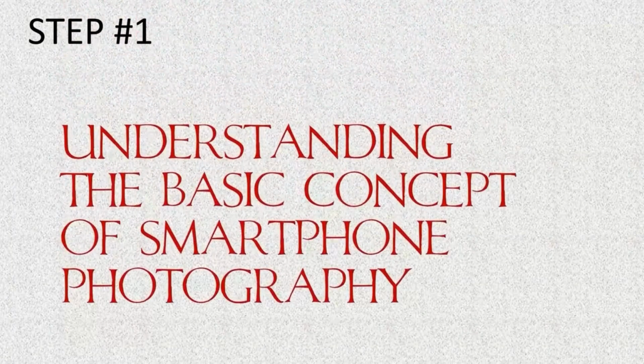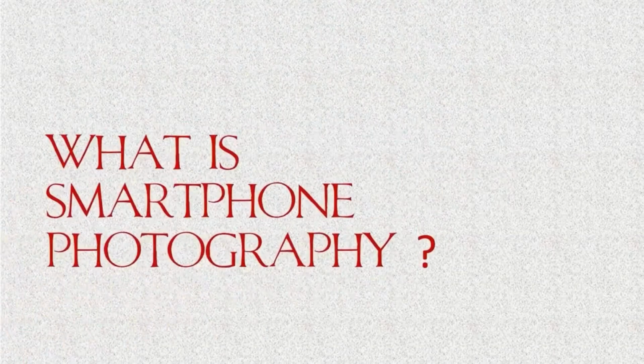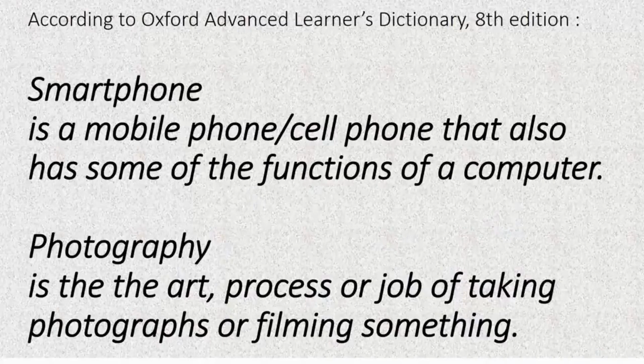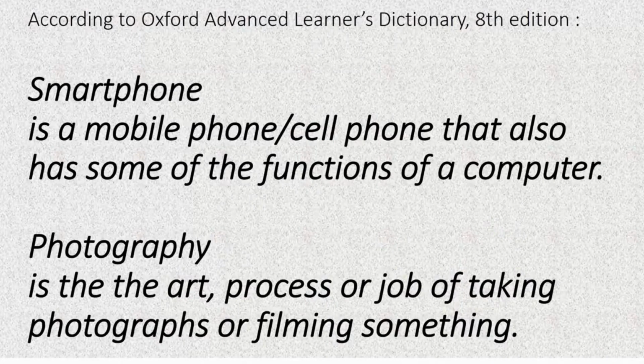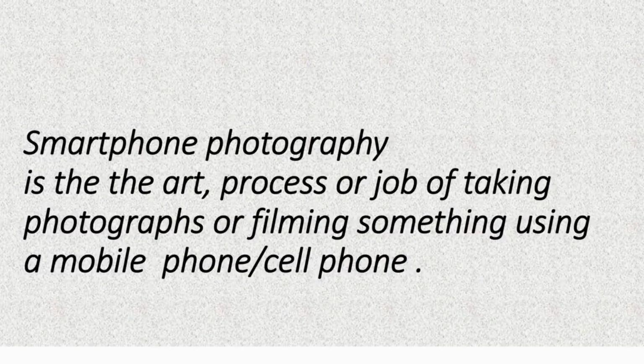Let's begin with step 1, understanding the basic concept of smartphone photography. What is smartphone photography? Let's find out a simple definition so it will be easy to remember. A smartphone is a mobile phone or cell phone that also has some of the functions of a computer. Photography is the art, process, or job of taking photographs or filming something. So, we can conclude that smartphone photography is the art, process, or job of taking photographs or filming something using a mobile phone or cell phone.